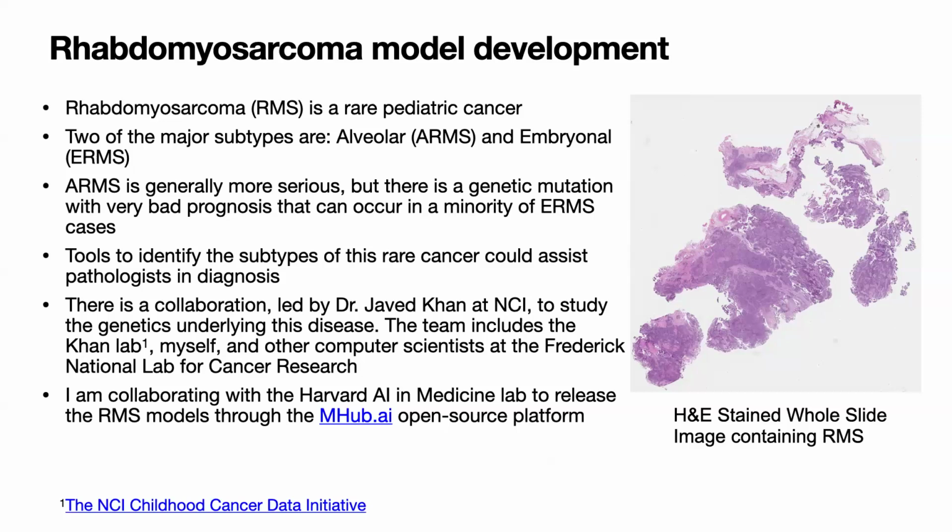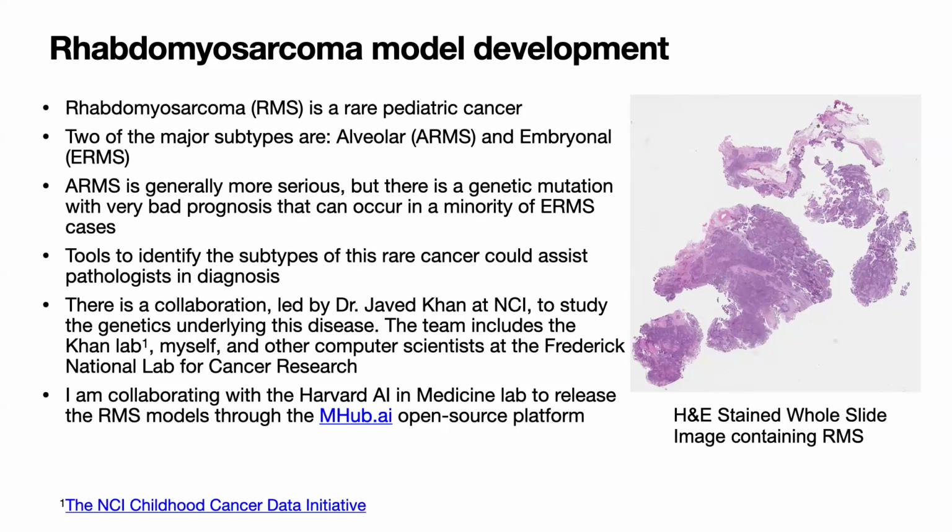Okay, so I worked on a team that looked at this rare cancer called rhabdomyosarcoma. This is a rare pediatric cancer, and it has 2 subtypes. We call them ARMS and ERMS. The alveolar, the ARMS, is the more serious of the 2 subtypes generally. But there's a case where you can have the less serious one and a particular genetic mutation, and unfortunately your prognosis is really terrible.